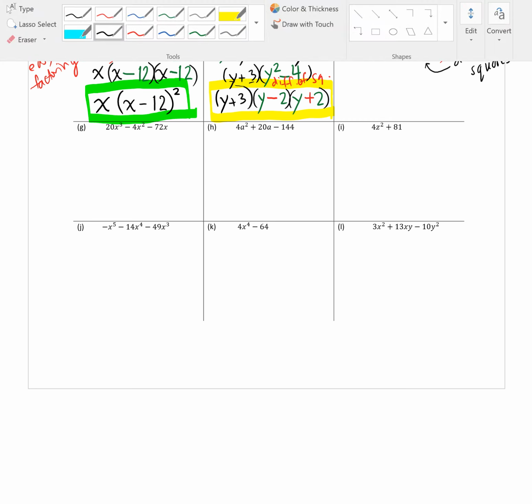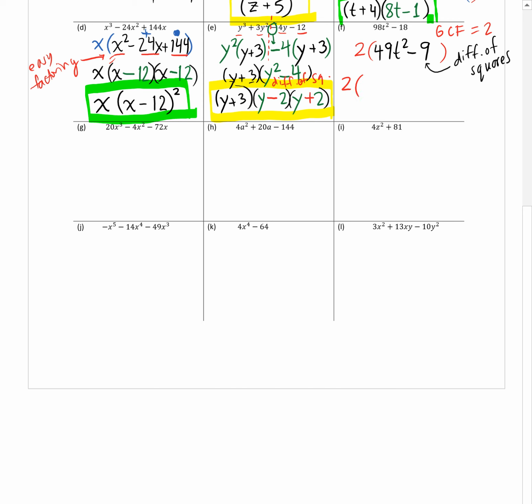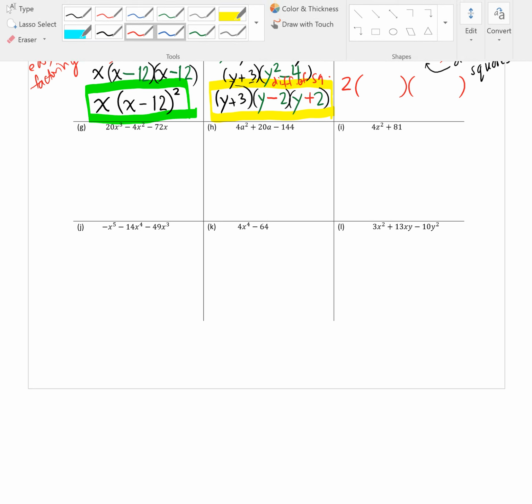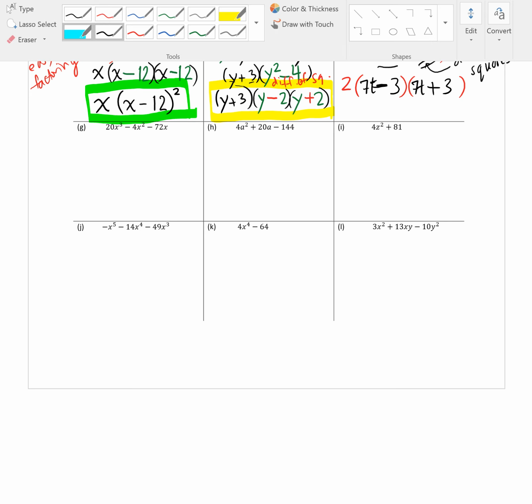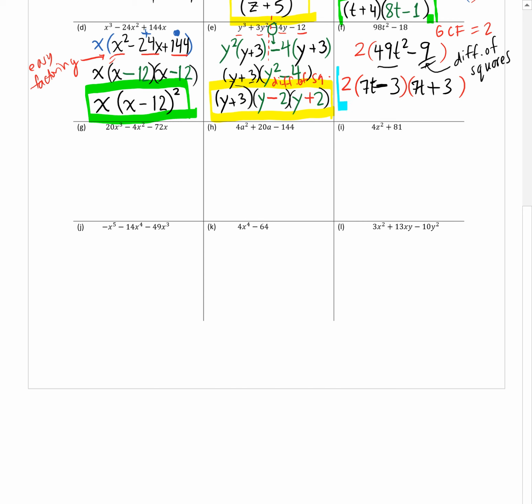Alright, so this is another difference of squares. I'm going to kind of set it up here. The 2 kind of hangs out, waiting for the end of the problem to come. There's 2 parentheses, one with a plus and one with a minus, or vice versa. And then the thing that goes in the first spot of both parentheses is, what can you square and get 49t squared? Well, it'd be 7t, since 7 squared is 49 and t squared is t squared. And then what goes in the second spot is, what can you square to get 9? Well, 3. 3 squared is 9. Alright, there it is. It should be 2 times parentheses 7t minus 3 times parentheses 7t plus 3.